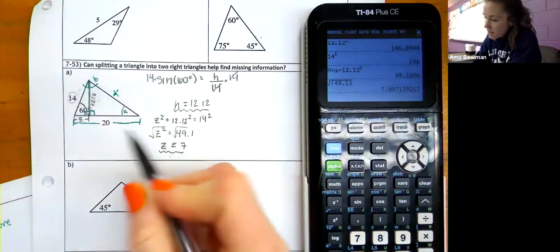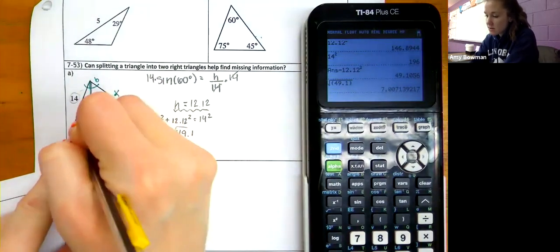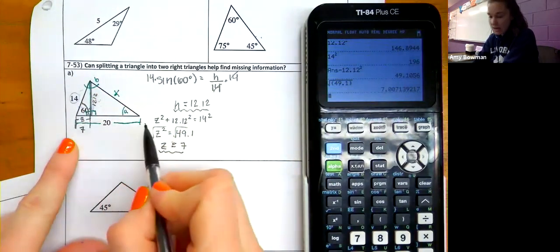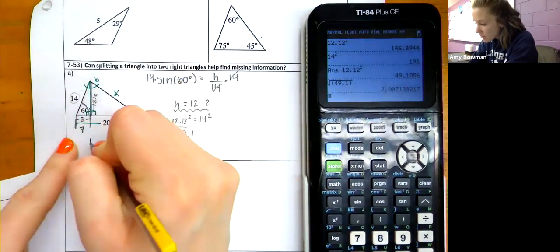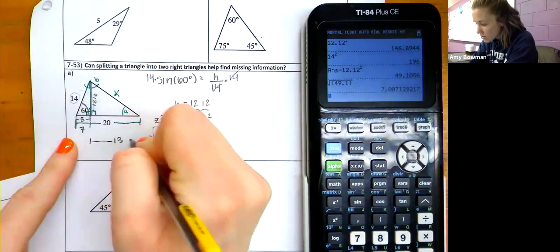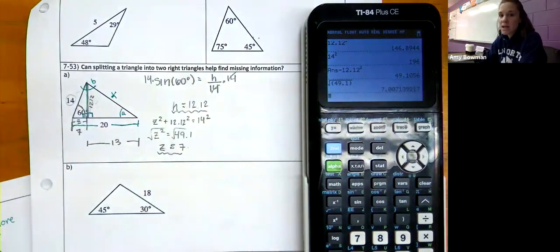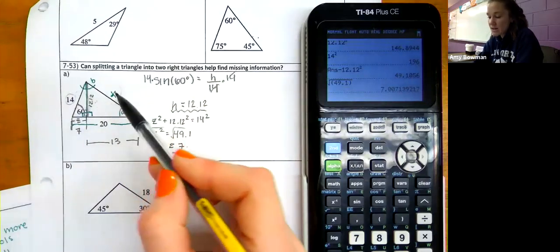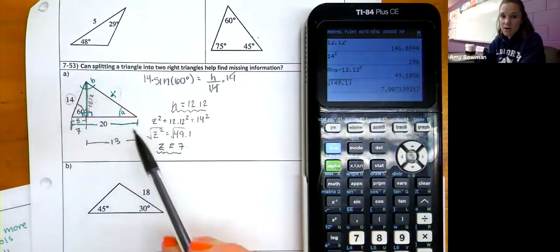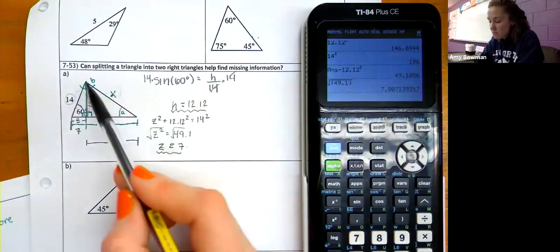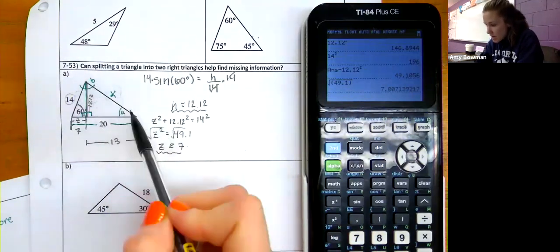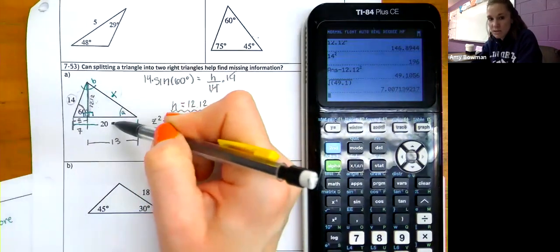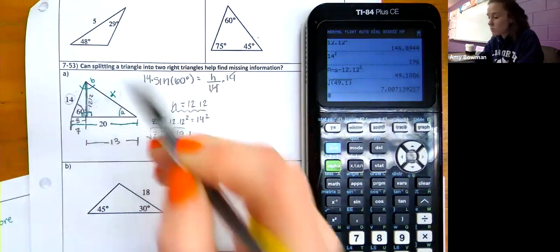So if this little piece right here is 7, then remember the whole base was 20, which means now I know the base of my larger right triangle on the right-hand side is 13. That is super useful because now I'm able to solve for X, the missing side of my original triangle, by applying the Pythagorean theorem.